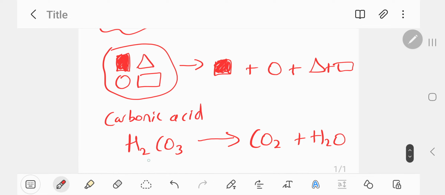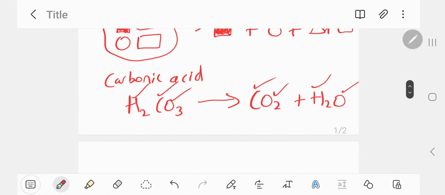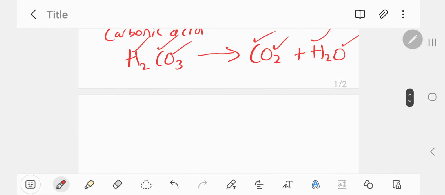And if you look on the left, you've got hydrogen. On the right, you've got hydrogen. On the left, you've got carbon. On the right, you've got carbon. On the left, you've got oxygen. And on the right, you've got oxygen. So they all add up according to the law of conservation of mass, and the numbers match up. 2 hydrogen on the left, 2 on the right, 3 oxygen on the left, 3 on the right, 1 carbon on the left, 1 on the right. So it's a very simple concept.